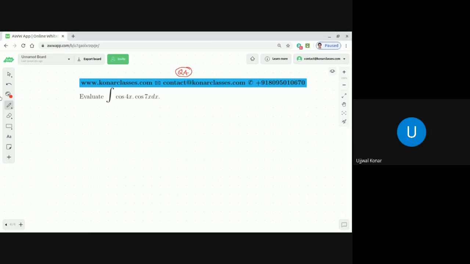So I think I can give the idea. Okay, what concept are you using? That concept is the most important part. Like cos A into cos B is equal to half of cos(A plus B) plus cos(A minus B). Correct. Exactly. That is the right formula.